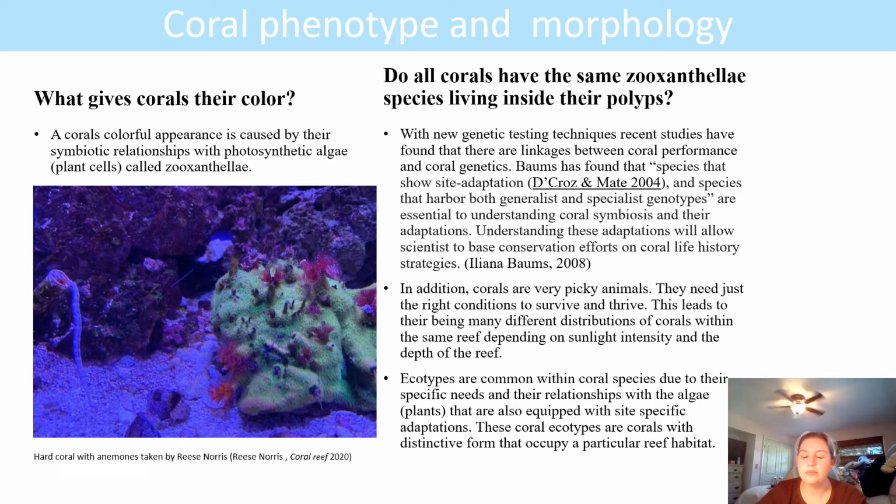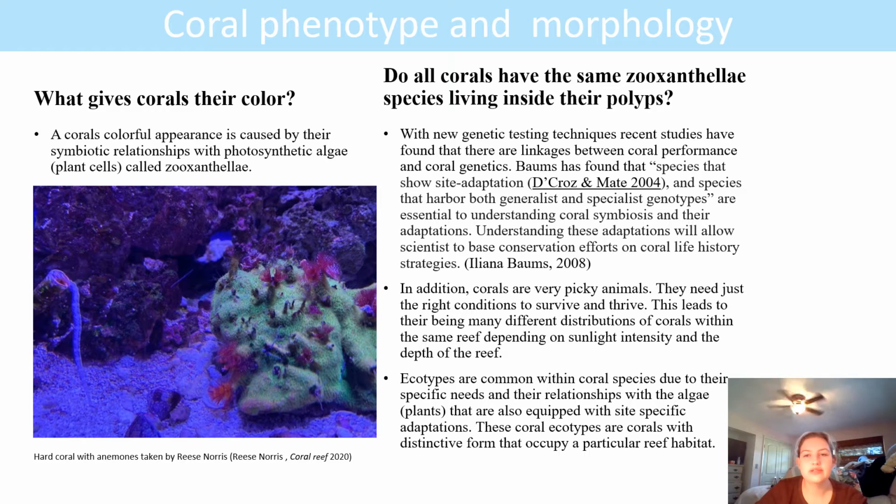Coral phenotype and morphology. So, what gives corals their color? A coral's colorful appearance is caused by their symbiotic relationships with photosynthetic algae, which are plant cells, called zooxanthellae. So in this picture on the left, we can see a coral that has a green appearance due to the zooxanthellae living inside the coral polyps, and then we can see some red sea anemones living off of that coral. And in the left, we can see a pipefish that is living within this coral ecosystem.